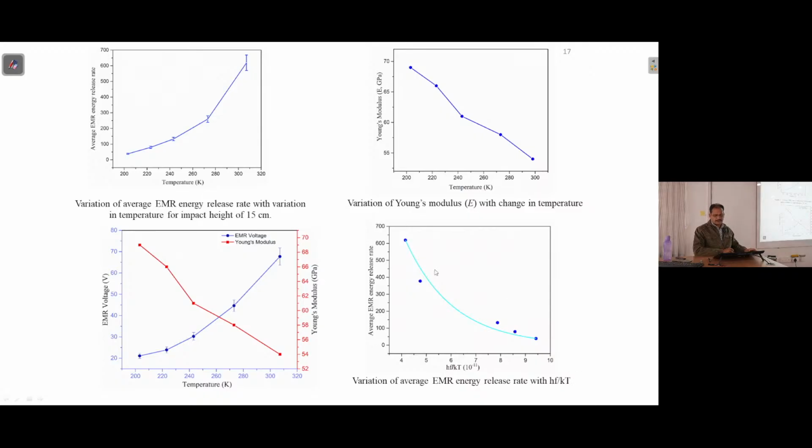And then additionally we had tried to plot this energy. For that we plotted this EMR energy release rate with hf by kT. The product of Boltzmann constant and the temperature is a quantity which is proportional to the thermal energy. So we used this ratio, where hf you can identify as the energy of the photon or the energy of the signal emitted, and this ratio and this energy release rate. So we got a good relationship with this.